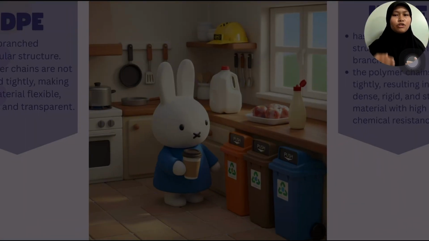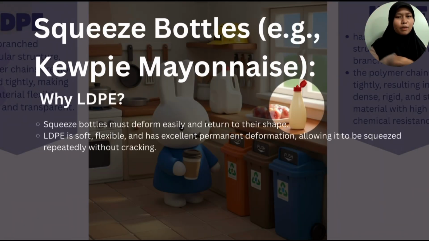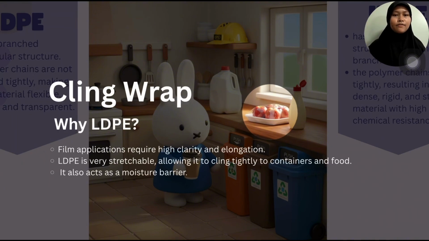Because LDPE is so pliable, we rely on it for items that need to move, stretch, or seal. For example, a squeeze bottle. Take a mayonnaise bottle, for example. It needs to deform easily under pressure and then pop back into shape without cracking. That's the loose molecular structure at work. Cling wrap: for food storage, we need high elongation. LDPE's branched chains allow it to stretch and cling tightly to the containers, creating an effective moisture barrier.